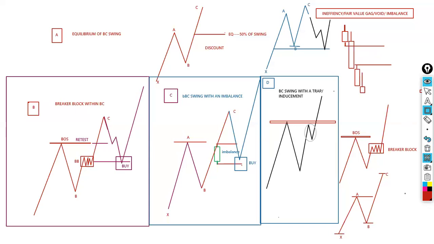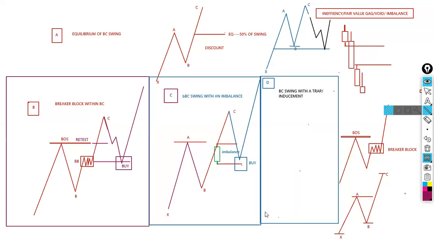So what that means is that if before a break of structure I can find an inducement or a trap, then I should expect that when the market retraces into this level, we are going to look for a buy opportunity. Why? Because of that inducement. So let me see if I can mark this out in a way that we can see it better.